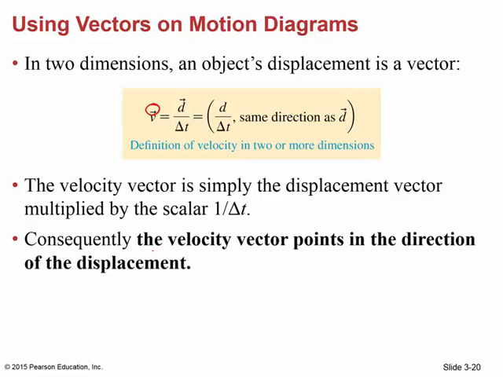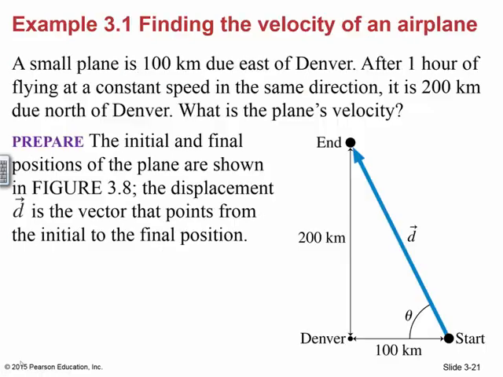Of course the velocity vector will always point in the direction of the displacement. I mean, I think that's a given. I hope and pray it is. It ought to be. All right, let's say we got a plane moving 100 kilometers due east.